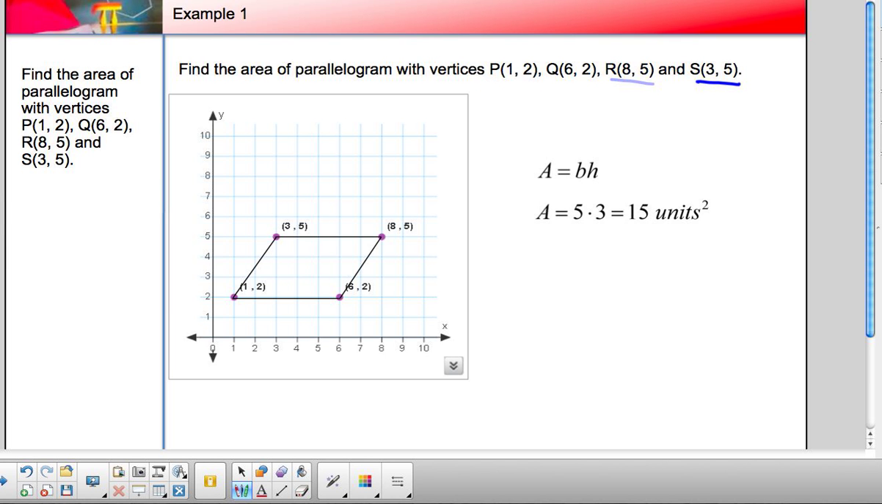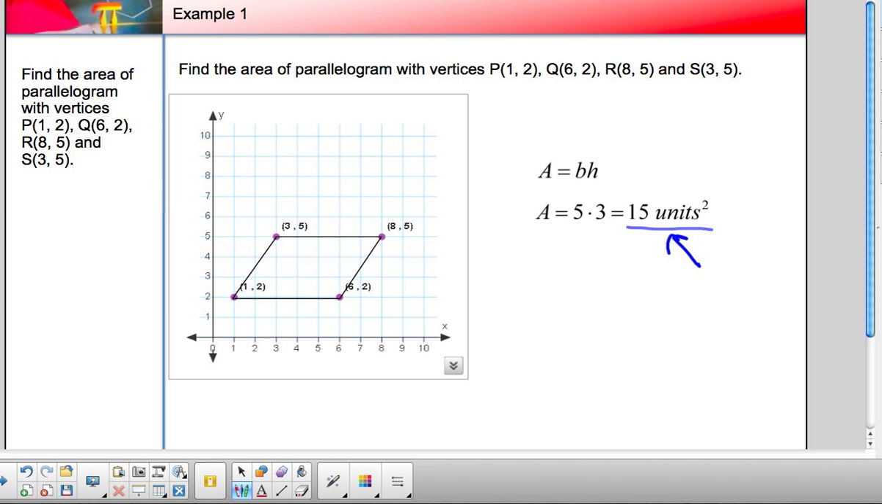The base is 1, 2, 3, 4, 5 units, and the height is 1, 2, 3 units. So if my area is equal to the base times the height, that's 5 times 3, which is 15 square units. If no unit is given, like inches or centimeters, we say that the area is in just square units. All right, let's do another example.